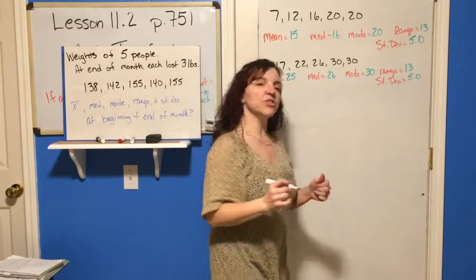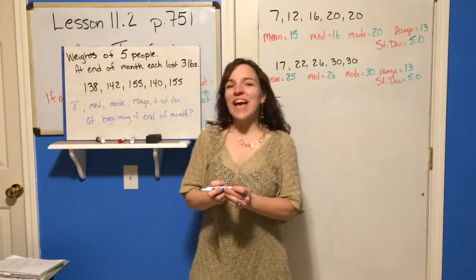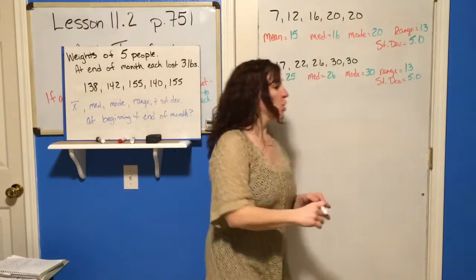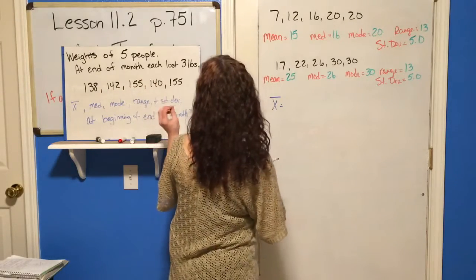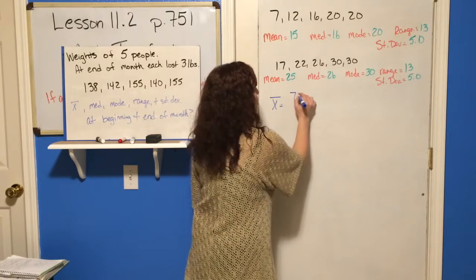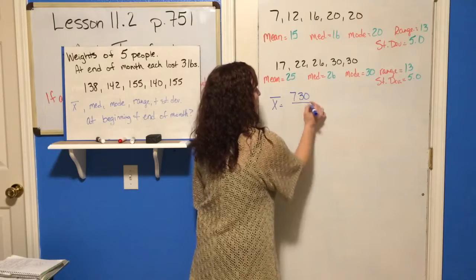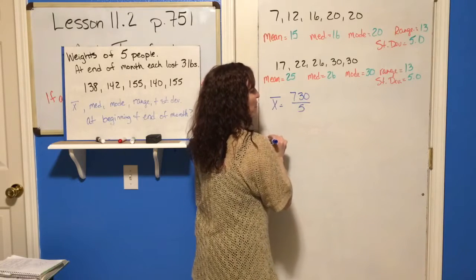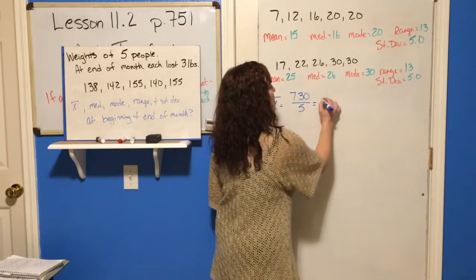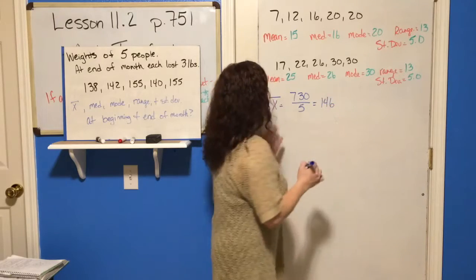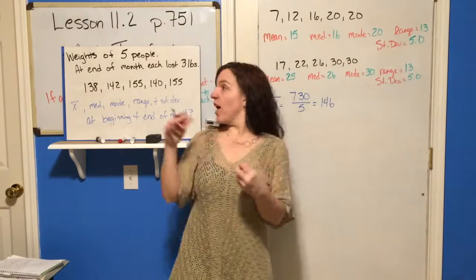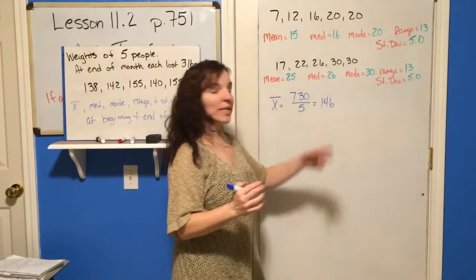what we're going to do, get your calculators out. You're going to add them all up and then divide by 1, 2, 3, 4, 5. So those numbers added up, 138, 142, 155, 140, 155. You should end up with 730. There are 5 of them, so you're going to divide by 5. And so when you divide 730 by 5, you should get 146. So your mean at the beginning of the month, the average of those weights, is 146.